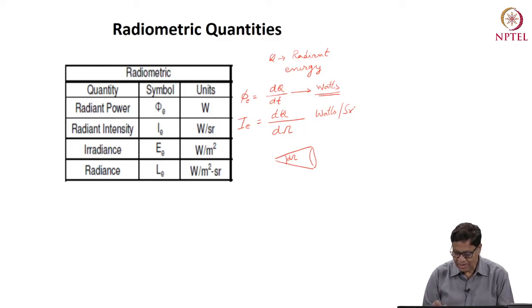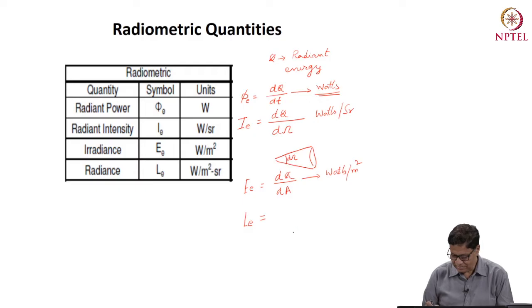And the third quantity is irradiance, which is EE. This is the amount of light, amount of radiant energy falling onto a surface of unit area. And this is defined as dQ over dA. And the units are watts per meter square. The fourth quantity is the radiance, which is denoted by LE.